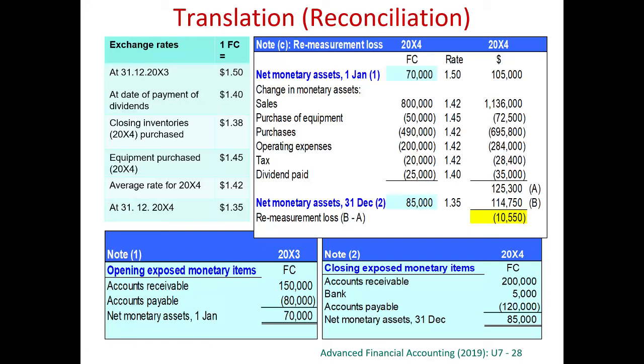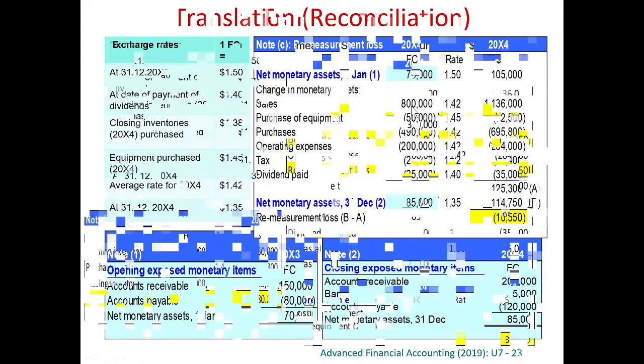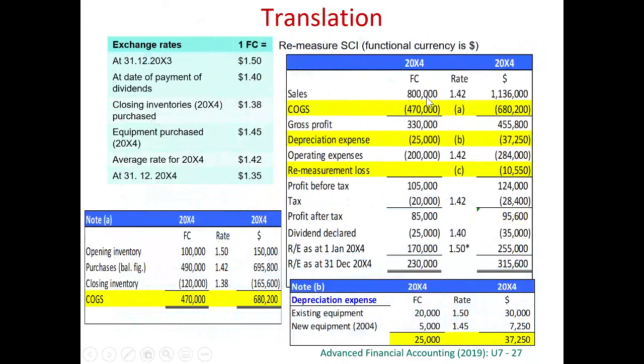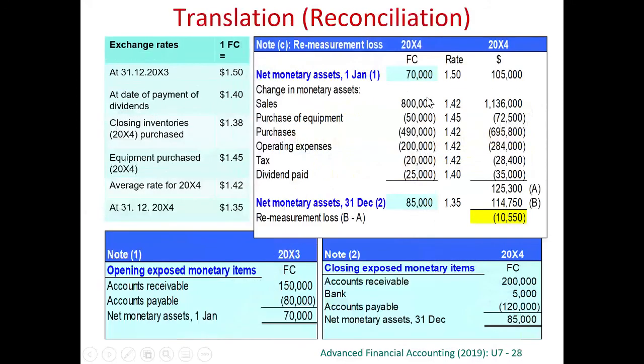We got sales, right? From the income statements, we know that the sales was 800,000. We don't care about the sales itself. Actually, we know that we have to credit sales. But actually, when we credit sales, we have to debit cash or we debit receivable. No matter this is cash or receivables, we increase monetary assets. Therefore, sales actually increase monetary assets because you debit cash and you debit receivable. For sales, we have translated it using 1.42, which is the average rate.